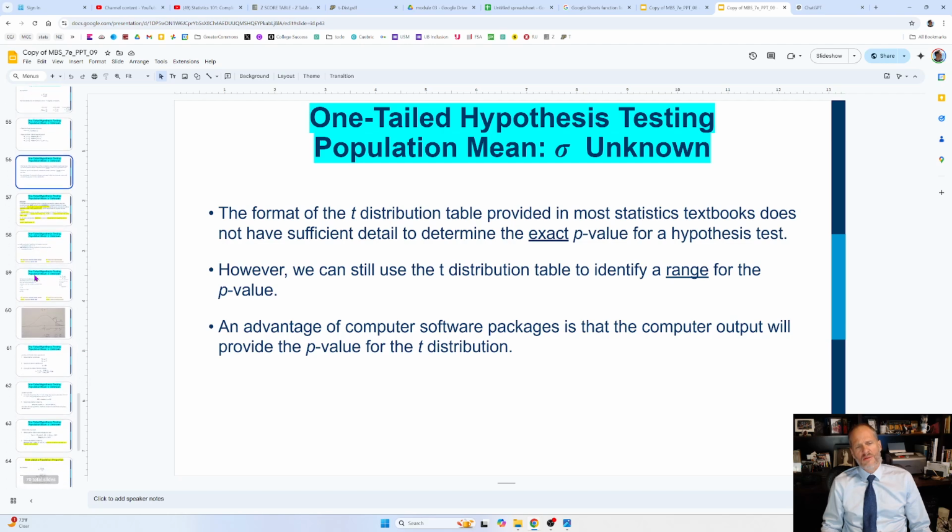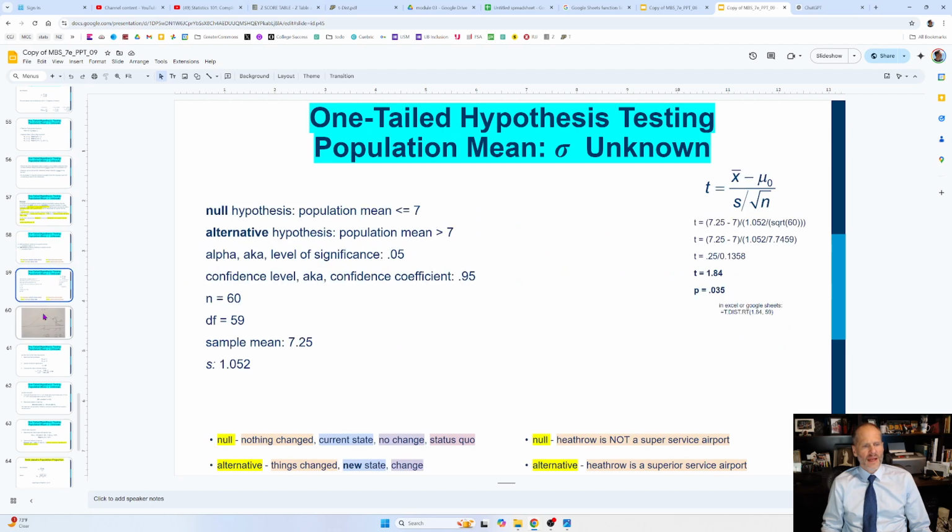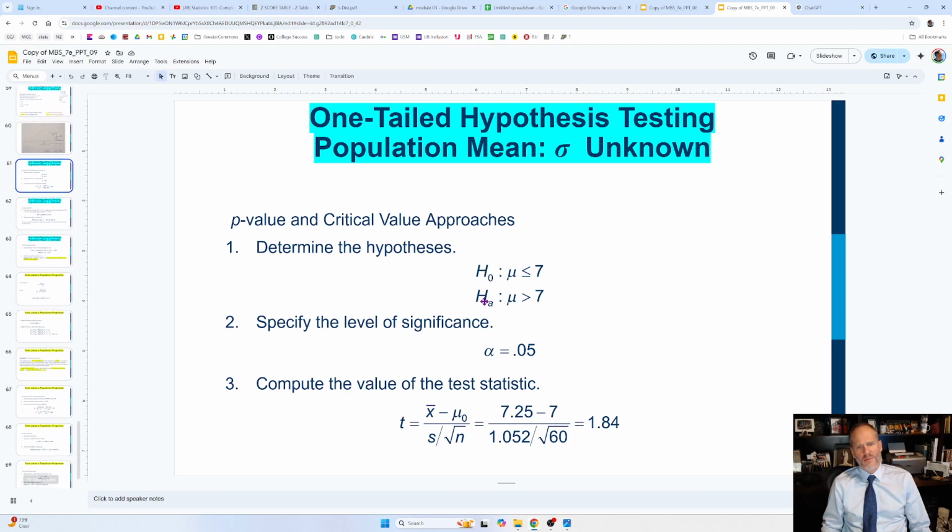So we'll just go through the other information which is provided in the presentation here. The format of the t-distribution table provided in most statistics books does not have sufficient detail to determine the exact p-value for a hypothesis test. However, we can still use the t-distribution table to identify a range for the p-value. An advantage of computer software packages is that the computer output will provide the p-value for the t-distribution. Okie dokie. And then here we have the hypotheses. And so that's what we also came up with, level of significance. And then the t-test statistic 1.84, we came up with 1.84 also.